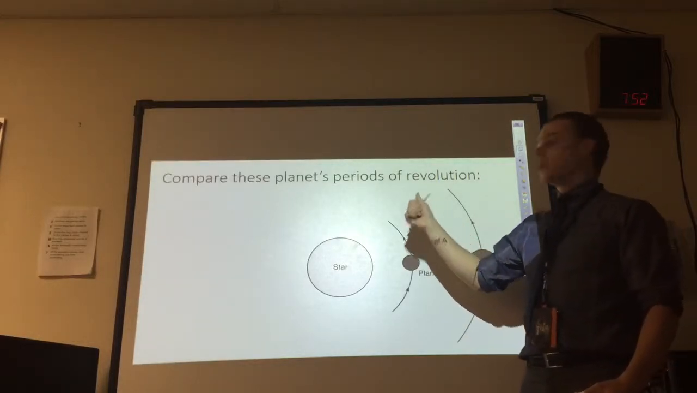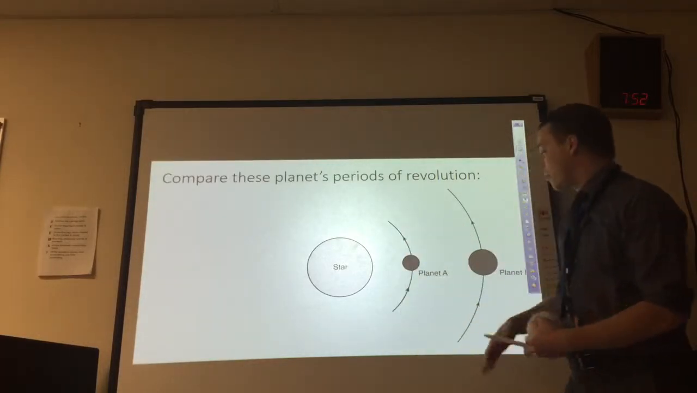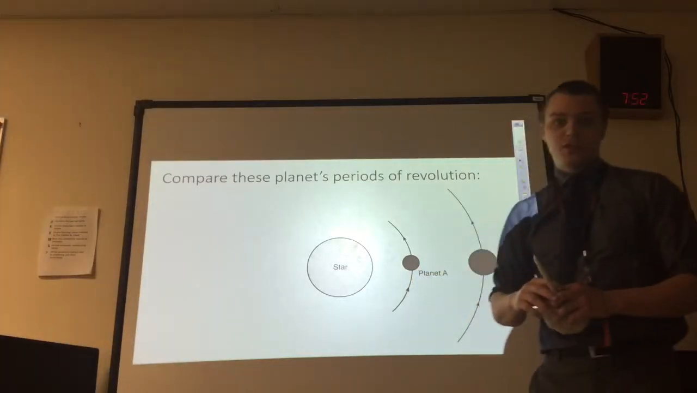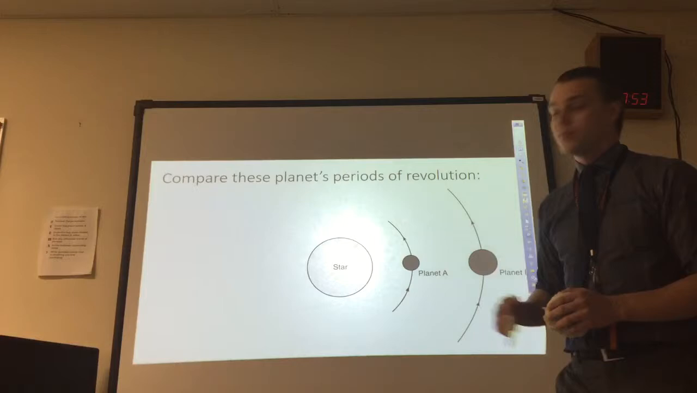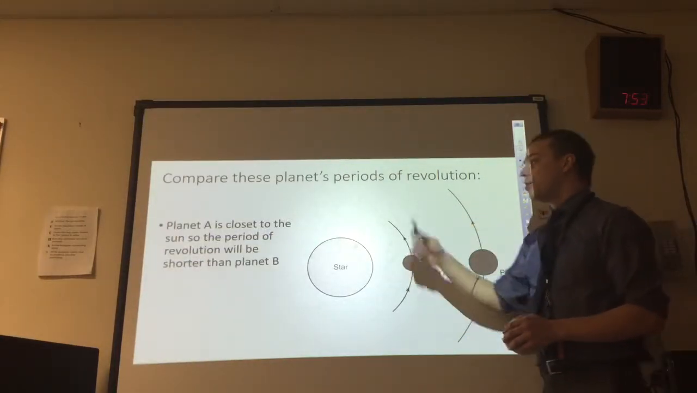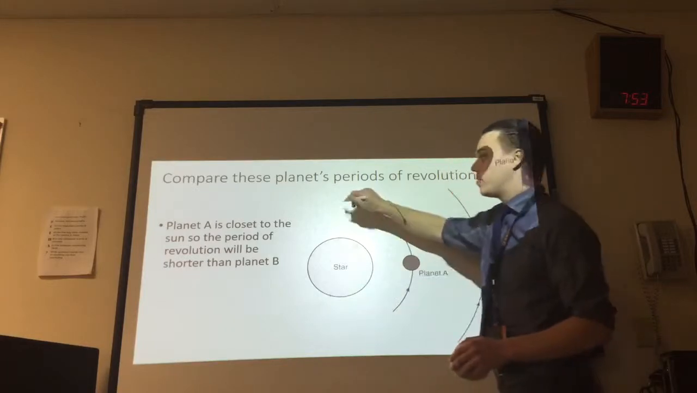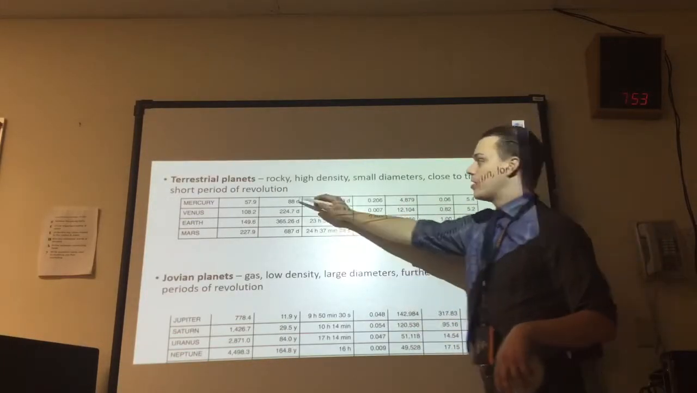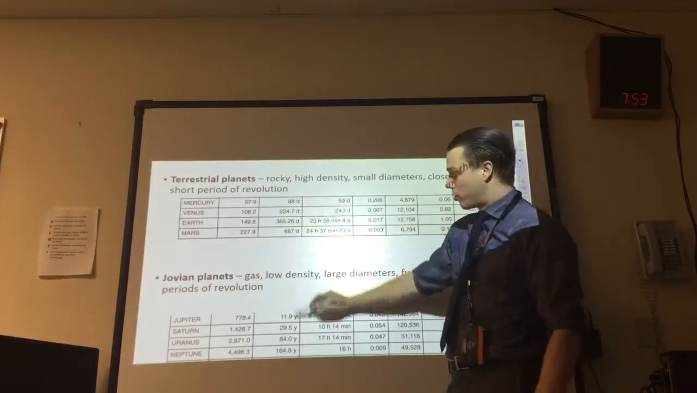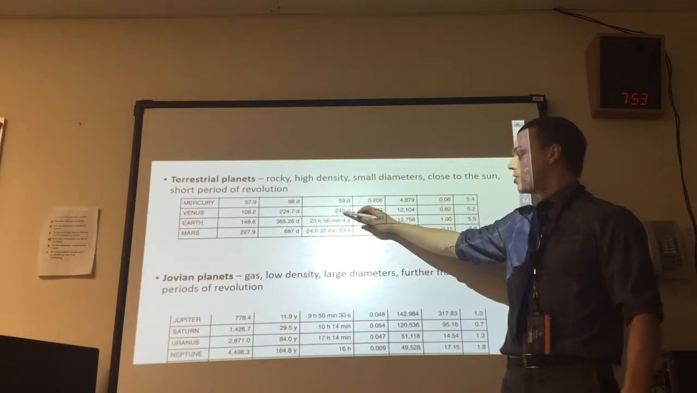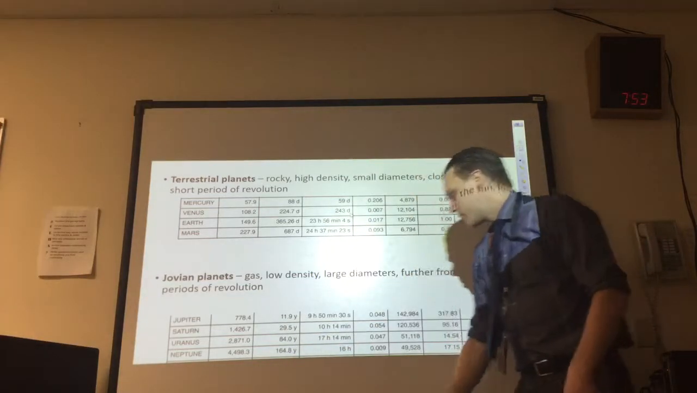move a lot slower. So if we were to compare these, I would just say planet A has a shorter period of revolution because it's a shorter amount of time. Period just means time, and it would look something like this. Planet A is closest to the sun, so the period of revolution would be shorter than planet B. Alright, so basic info about planets. Just remember that D is for days, so days are going to be shorter than years, and hours is H, so hours are going to be shorter than days, just like days are shorter than years.